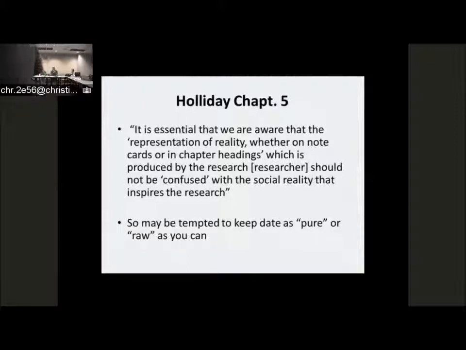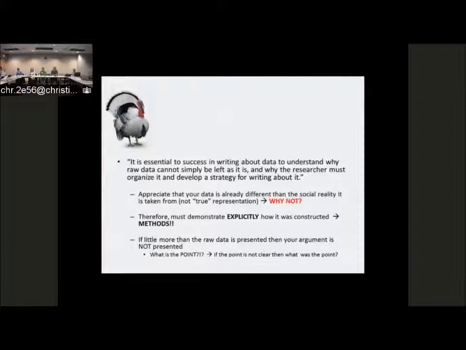It is essential that we are aware that the representation of reality, whether on note cards or in chapter headings, which is produced by the researcher, should not be confused with the social reality that inspires research. I'm going to keep on harping on that point. So you may be tempted to keep data as pure, as raw as you can. That gets to the argument in terms of how you present those data extracts. It is essential to success in writing about data to understand why raw data cannot simply be left as is. You can't just put it there without telling the reader what you did with it or what you saw in it, and why the researcher must organize it and develop a strategy for writing about it.